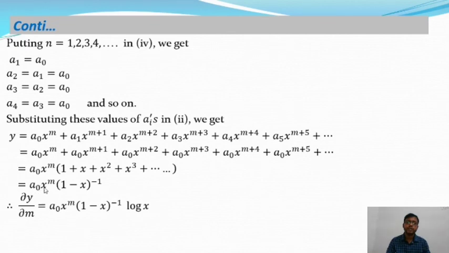So y is equal to a0 into x to the power m into 1 minus x whole to the power minus 1. And therefore del y by del m, and this is the partial differentiation with respect to m, it will be a0 into x to the power m into 1 minus x to the power minus 1 into log x. Okay, so the derivative of x to the power m is equal to x to the power m into log x.